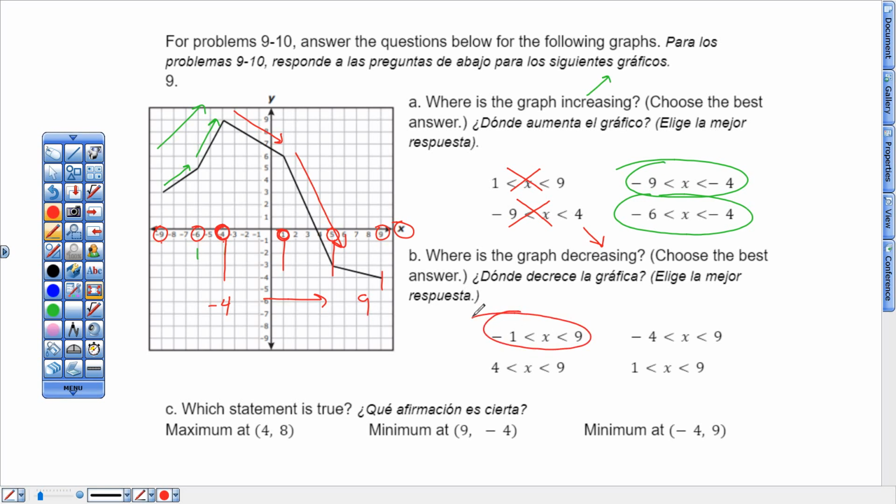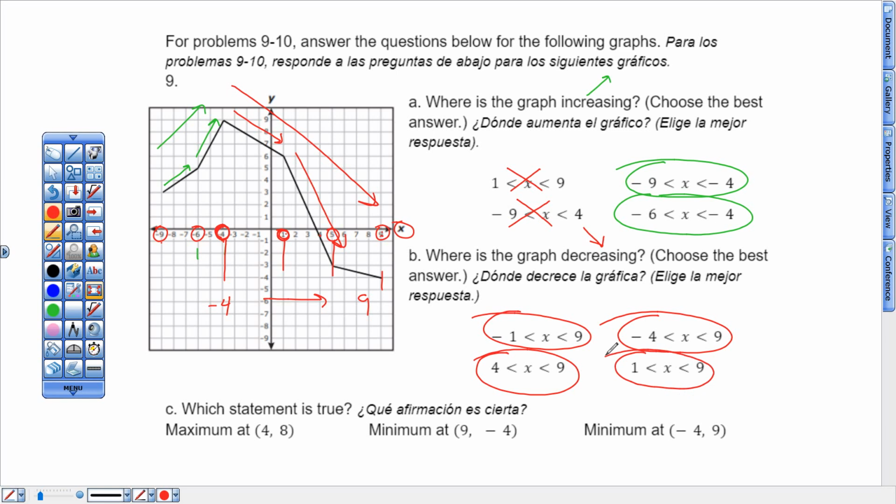From 4 positive to 9 going downhill, yes, that is true. From negative 4 to 9 going downhill, I can see that whole stretch going downhill. I would say that is true. And then from 1 to 9 going downhill, that is true. So all of those apply.